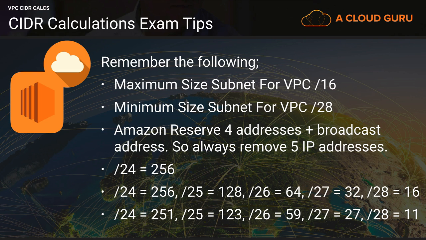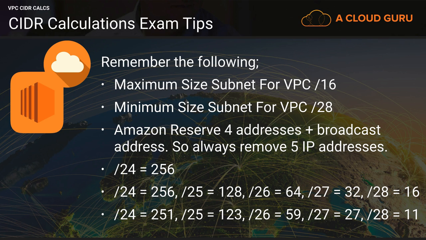Then as you move up, /25 will be half of that, so 128. 128 divided by 2 is 64, which is a /26. 64 divided by 2 is 32, which is /27. And then 32 divided by 2 is 16, which is a /28. You're going to get scenario-based questions where it's saying you've got 30 devices, 28 devices, 15 devices, whatever. What's the smallest subnet that you can have? Basically, you take the number of devices and then you try and get a subnet that's greater than that.